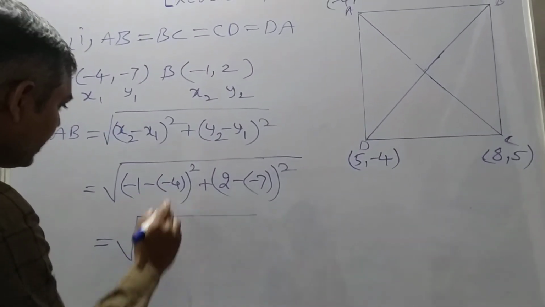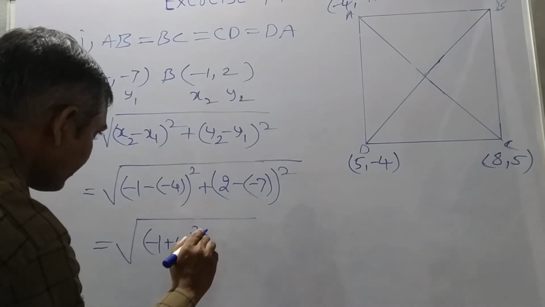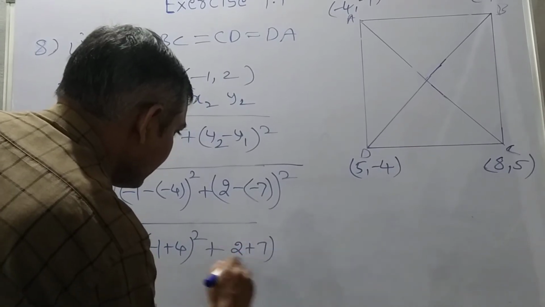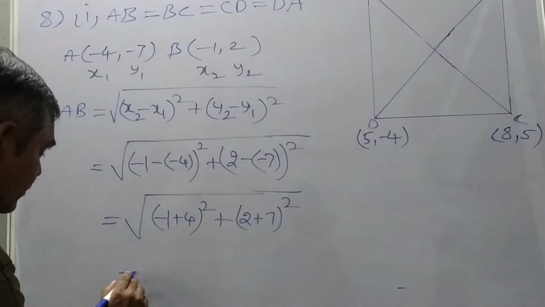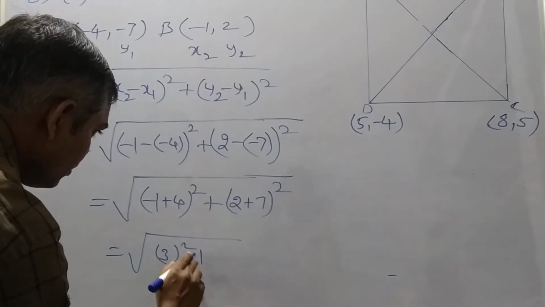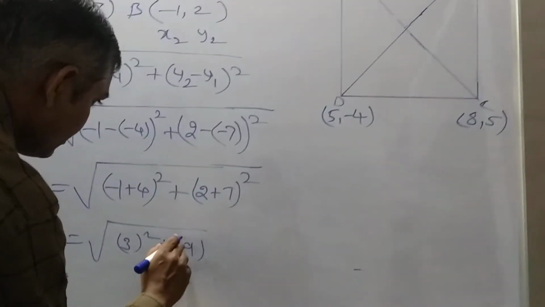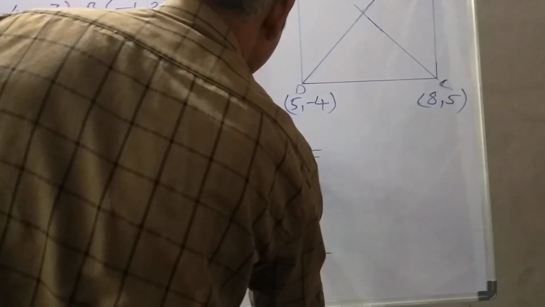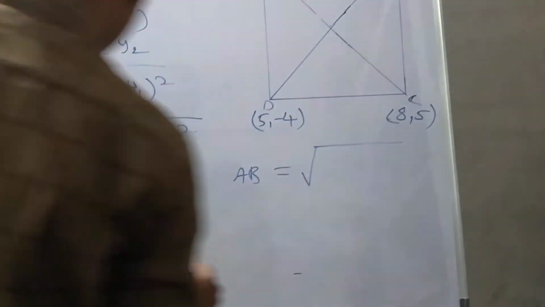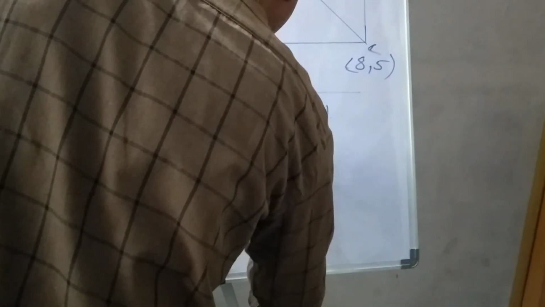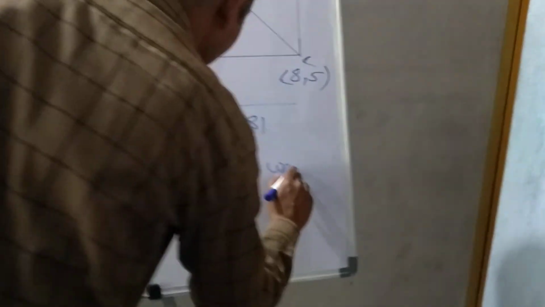-1 minus of -4 plus 4, that is 3 whole square, plus 2 minus of -7 plus 7, 2 plus 7, 9 whole square. So AB is equal to under root of 3 square means 9, plus 9 square means 81, that is equal to under root 90 units.